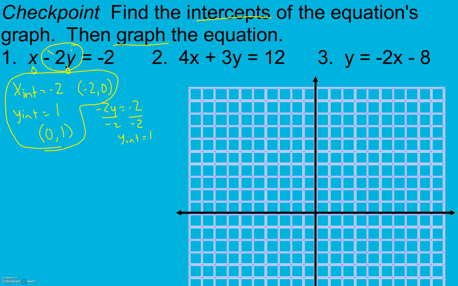So here are my intercepts. Now we're going to graph. We said x is negative 2 for an intercept, or negative 2, 0. Y is 1, or 0, 1. We can connect those with our straight edge.